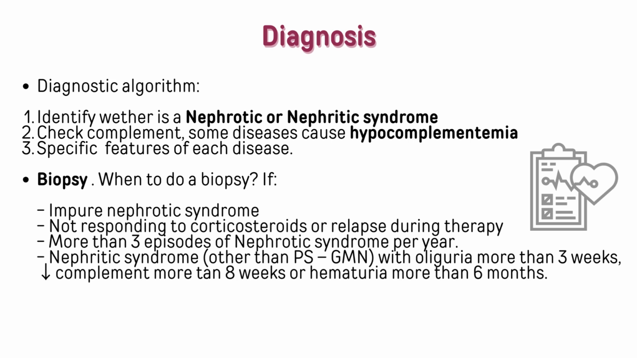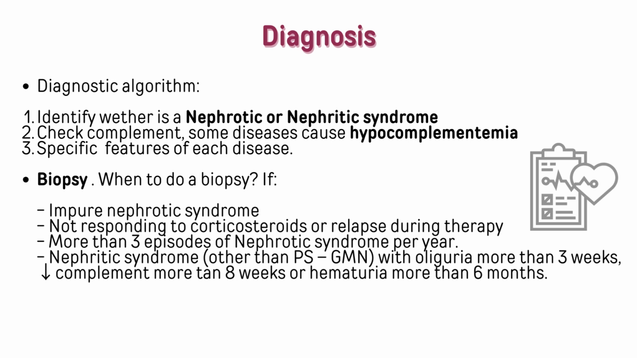When to do a biopsy in a child is a very good question. Well, if it meets one of the following conditions. In a case in which we find an impure nephrotic syndrome, we have glomerulonephritis which doesn't respond to corticosteroids or relapse during therapy. There are more than 3 episodes of nephrotic syndrome per year.